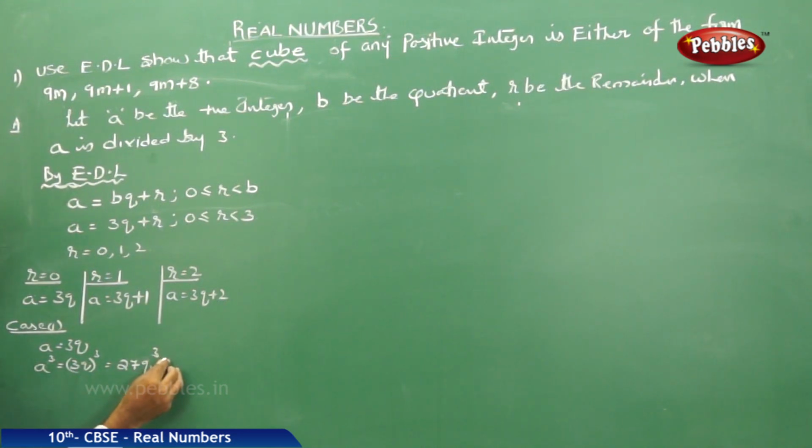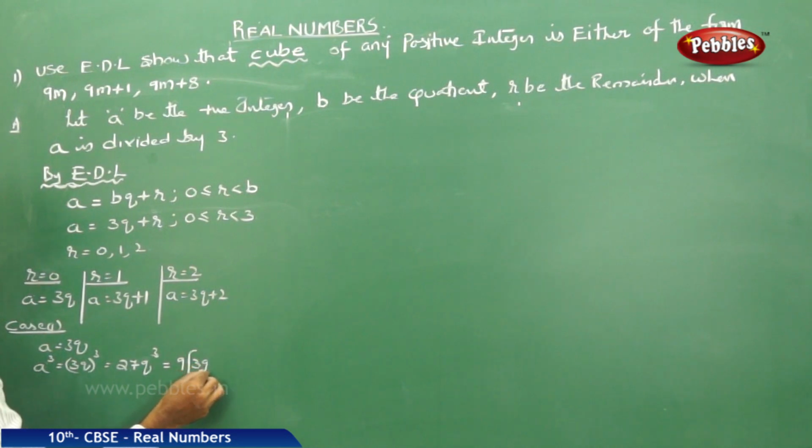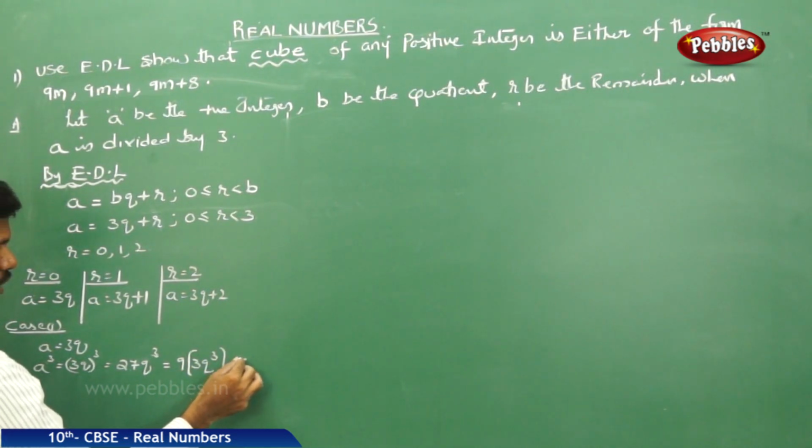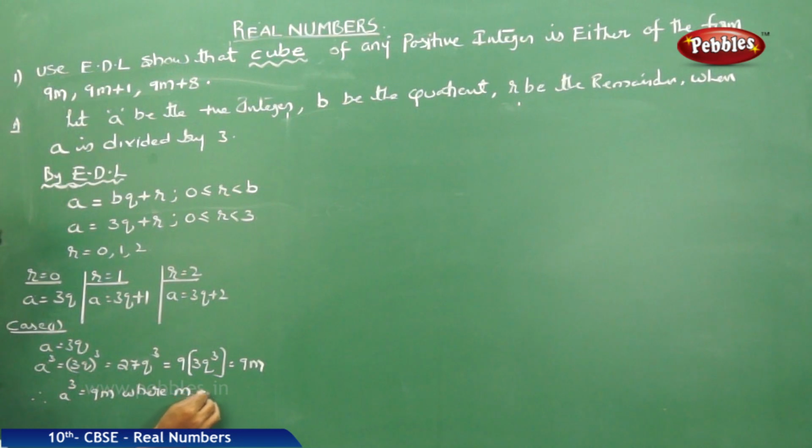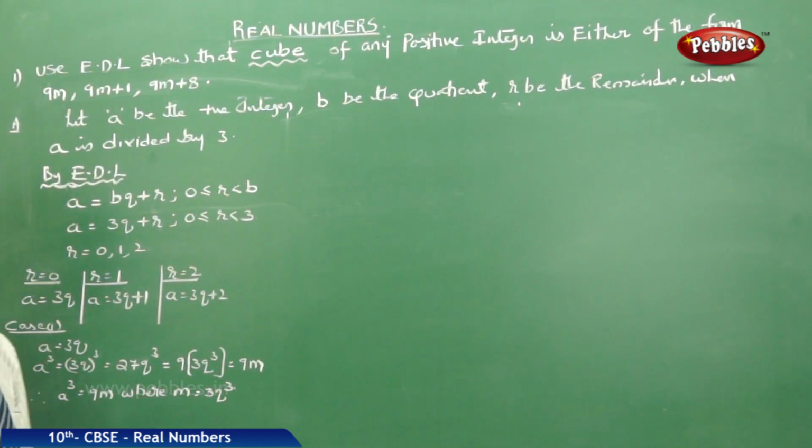You can take 9 common in this one. If you take 9 common, 3q cube, that is equal to 9m. Therefore, a cube is equal to 9m, where m is equal to 3q cube and m is some integer. That is, the cube of any number is of the form 9m.